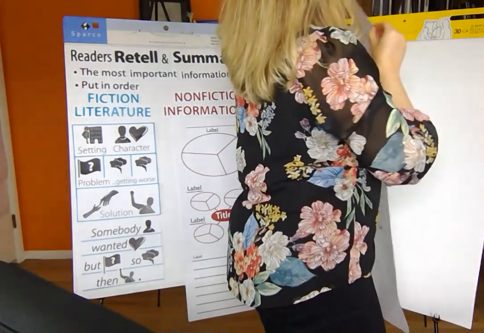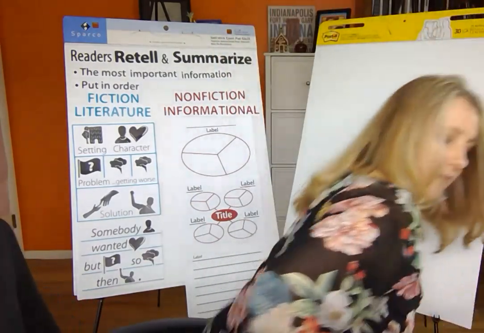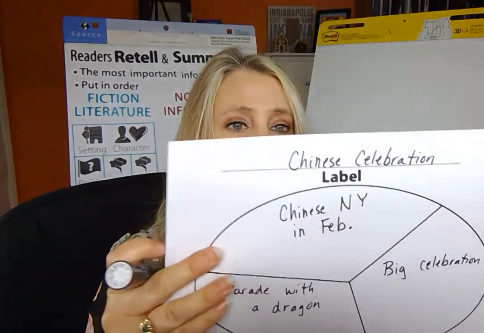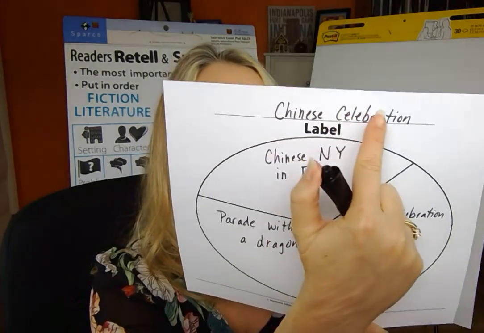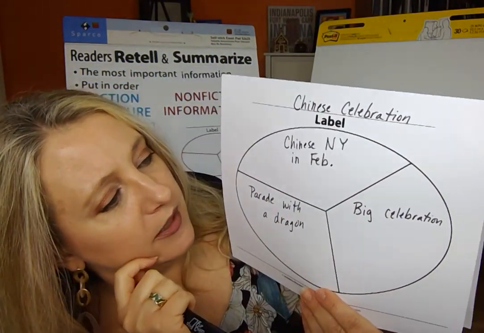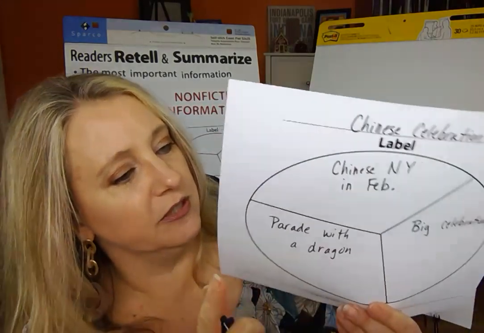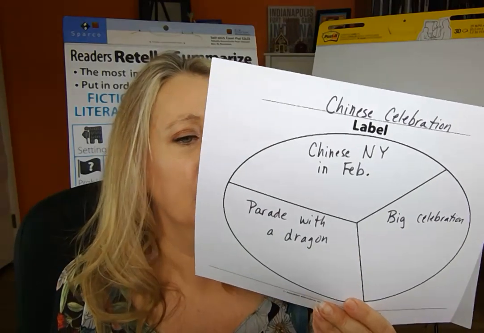I'll remove our windmill passage and you help me, okay? I'll be the writer, but all I'm going to do is write the words. You guys are going to do the thinking. So let's look at it. Chinese celebration. Chinese New Year's in February. It's a big celebration. It's a parade with a dragon. What do you think?